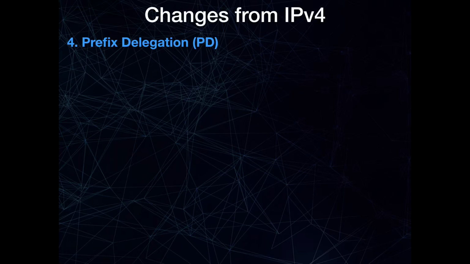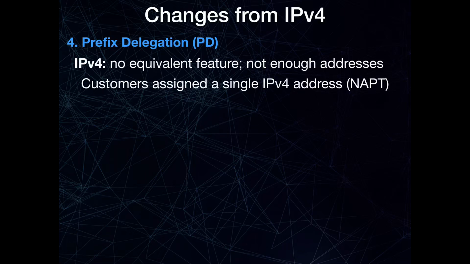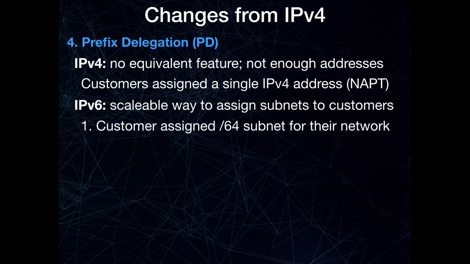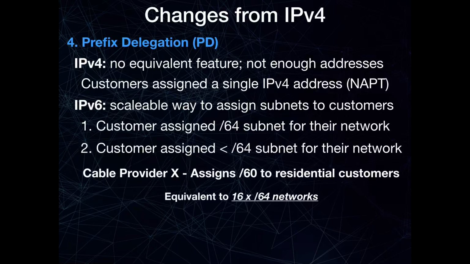Finally, prefix delegation. IPv4 had no concept of this. We just didn't have the number of addresses to do this. Most people got one address and that was enough. In IP version 6, this is a scalable way to assign entire subnet blocks to customers. A common way to do it is we assign a single /64 to a customer, or some are assigned shorter than /64s.